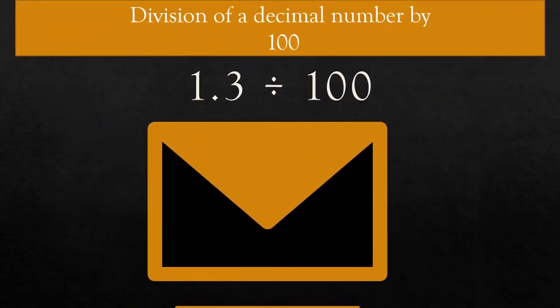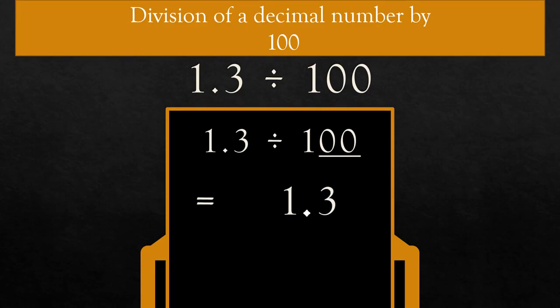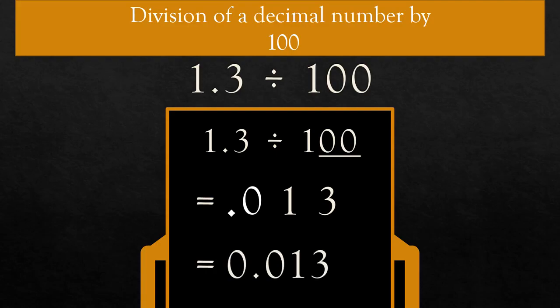Let us solve one more example. 1.3 divided by 100. See, in divisor 100, we have 2 zeros. So the decimal point shifts 2 places to the left. But there is only one digit before the decimal. So we will put a 0 and then a decimal. So count 1, 2 and place a decimal. So the answer is 0.013.